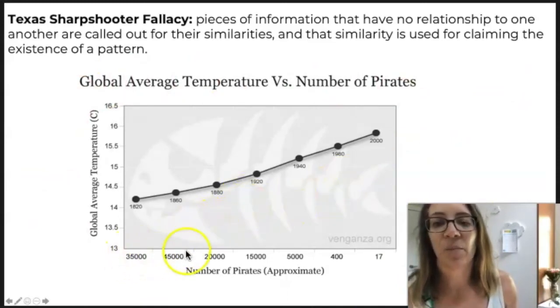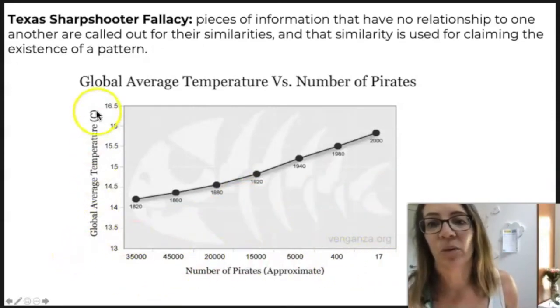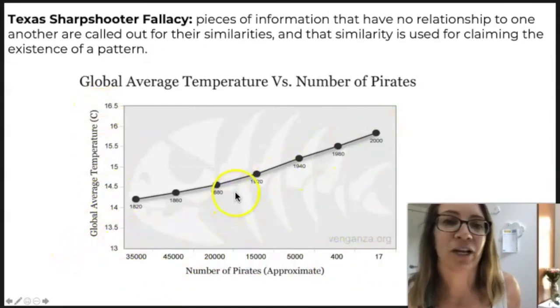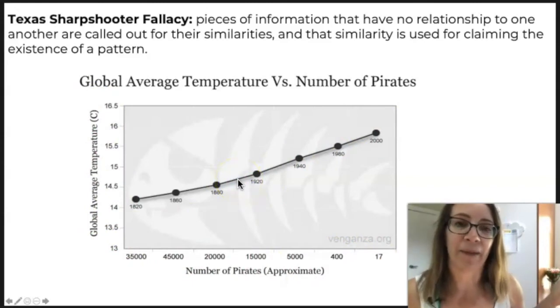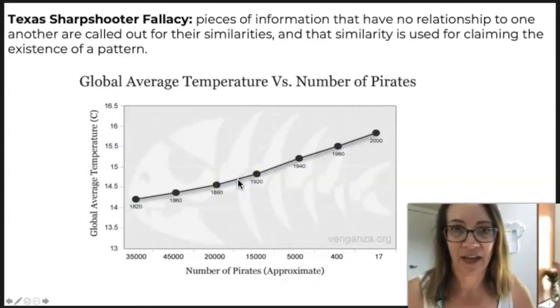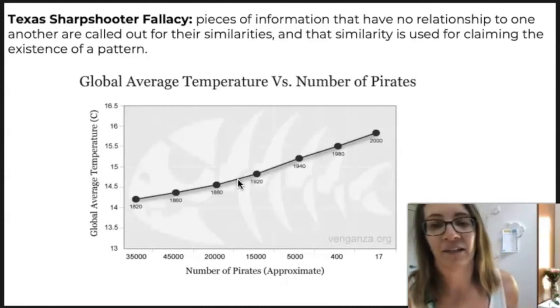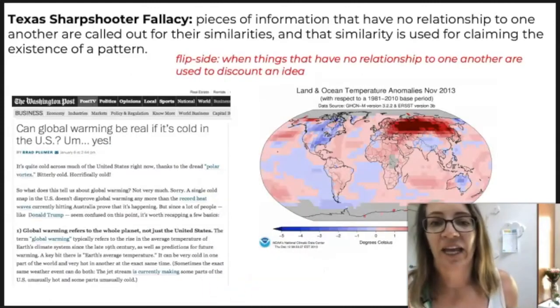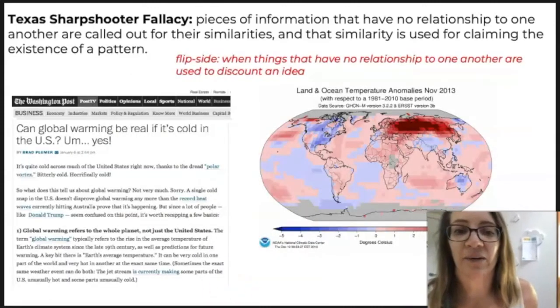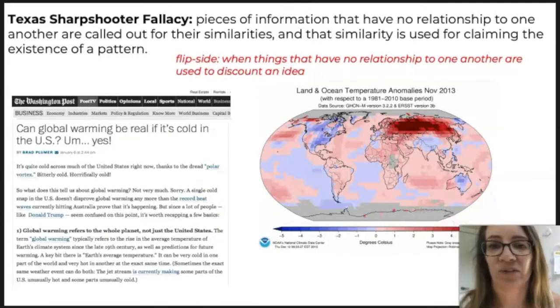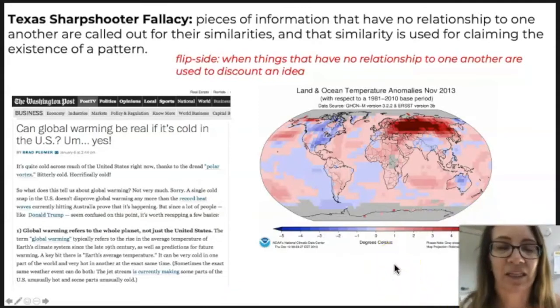And it just shows the number of pirates going down over time, and then global average temperature going up, and you see they're directly related. The idea was to make a joke out of the fact that just because you have two data sets that are correlated with one another does not mean that there's a cause and effect explaining their relationship.